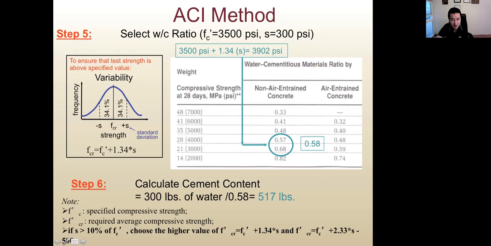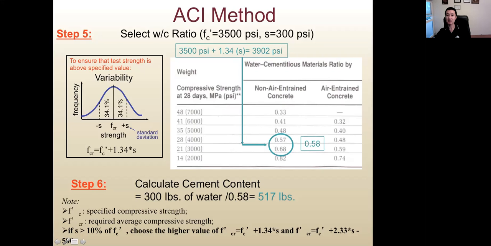f'c plus 1.34 times the standard deviation will ensure that 90% of the time the average strength will be higher than the specified strength. So this is based on a normal distribution. There is another requirement for standard deviation: if the standard deviation is higher than 10% of f'c, we should choose the higher value of these two equations. In our example, because 300 is less than 10% of f'c, we just use the first equation. So the required strength is 3902 psi.